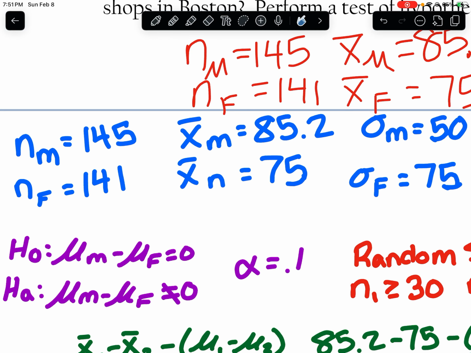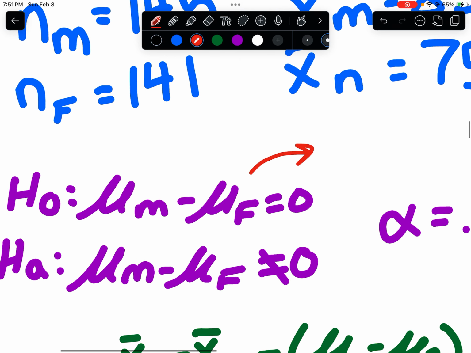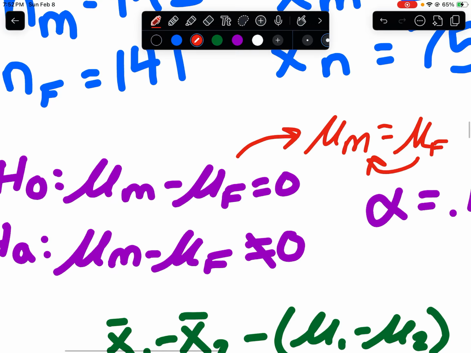The hypothesis that we are going to work under here, our null hypothesis, is that if I subtract my average wait time for males and my average wait time for females, I should get 0. Because what that's implying is that the average wait time for males is the average wait time for females. We just subtract this part over here to get average of males minus average of females equals 0.